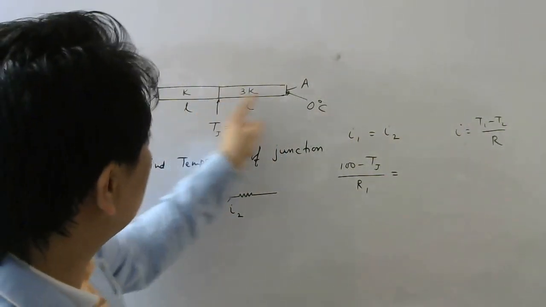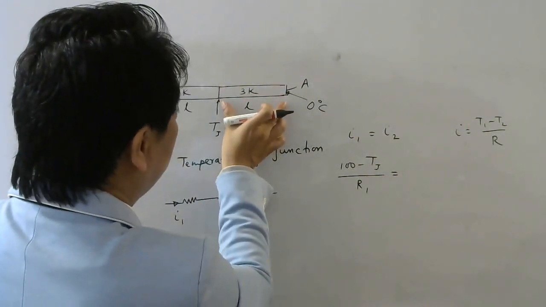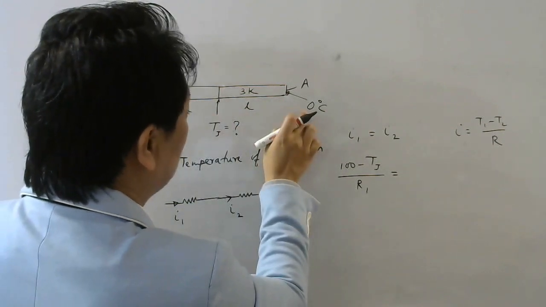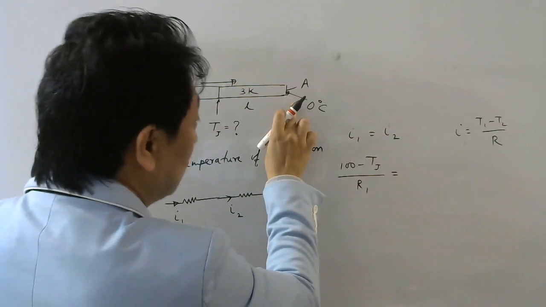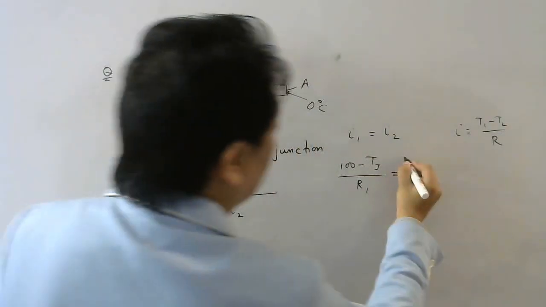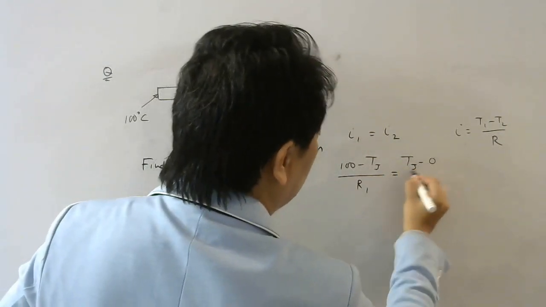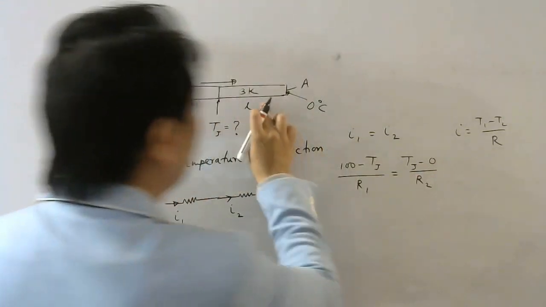Similarly, heat current in this part will be temperature difference here, that will be Tj minus 0. Remember, current is flowing this way. So this should be higher temperature, this should be lower temperature. So Tj minus 0 divided by resistance of the second rod.